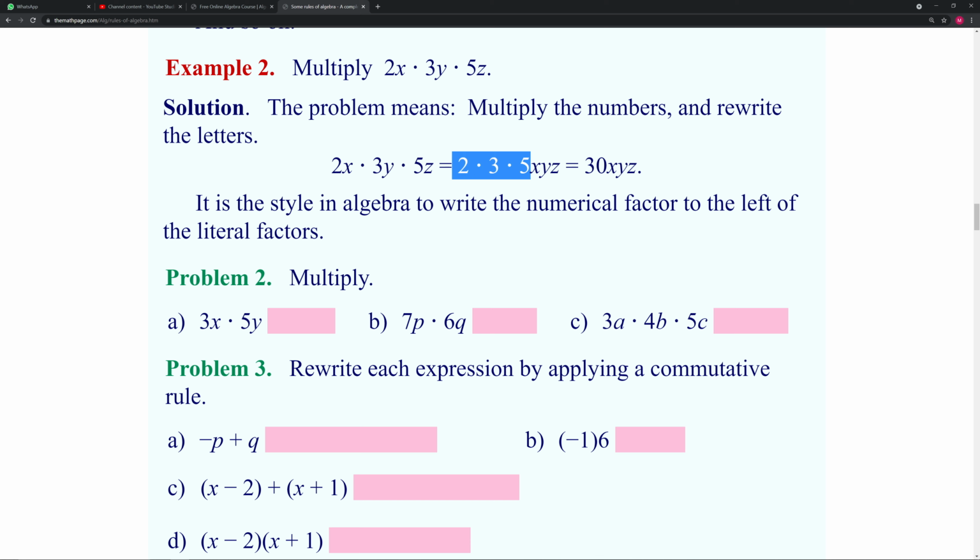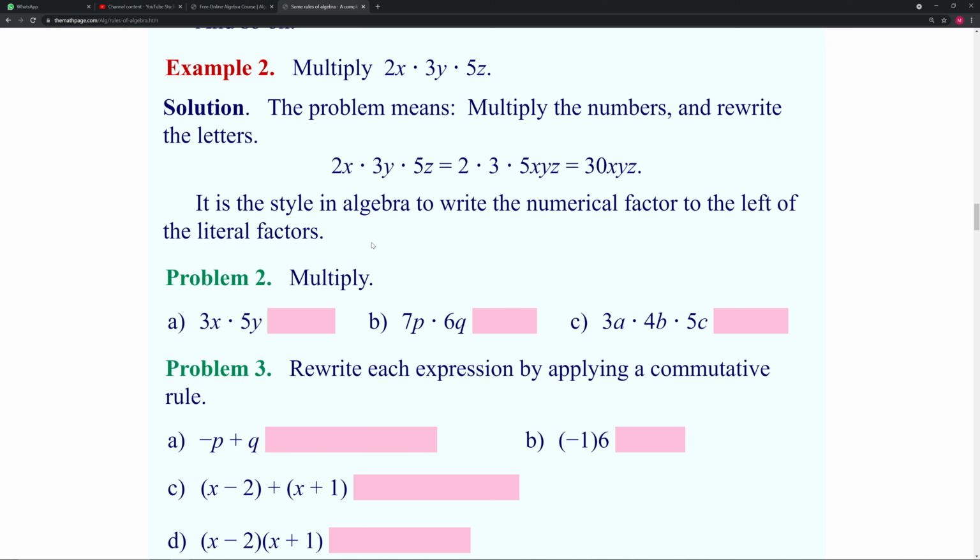And we've put them together, the factors are together, and we've grouped the x, y, and z. So if we multiply 2 by 5 to get 10, and then multiply 10 by 3 to get 30, as you can see here, we've just placed those factors together to rearrange things into a more suitable manner so that calculations are easier. So if we look here, it says it is the style in algebra to write the numerical factor to the left of the literal factors.